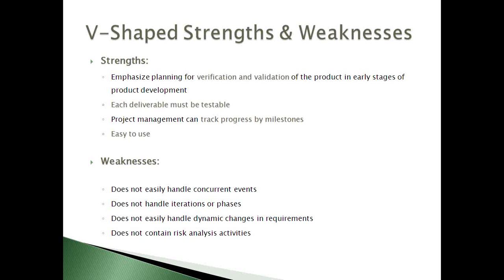So until and unless you have updated the changes and the requirements, only then can we work on the implementation part. That is, we are not supposed to work on two concurrent events, and it doesn't have iterations of phases, which is one of the major disadvantages of this V-shaped model. It doesn't easily handle the dynamic changes in the requirements, and it doesn't contain risk analysis activities.